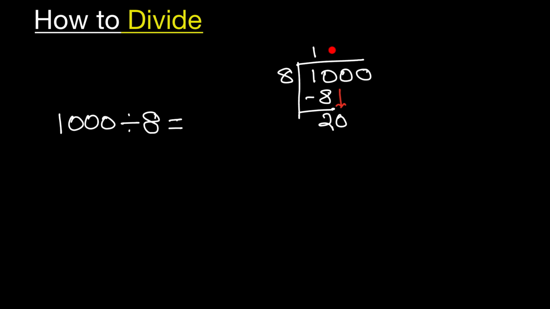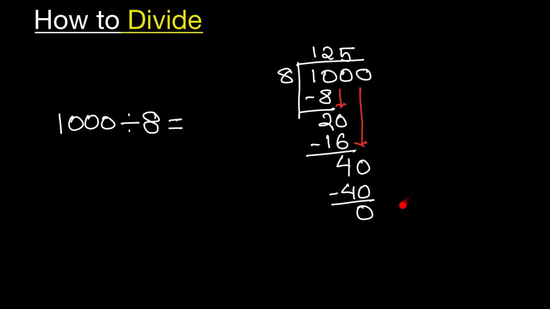And we know that 8 times 2 is equal to 16. Subtract, we get 4. Now again see that 4 is less than 8. That is why we will bring down this 0 here. And we know that 8 times 5 is equal to 40. Subtract, we get a 0.